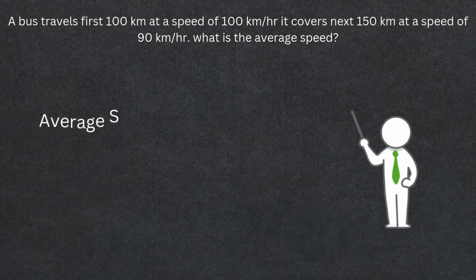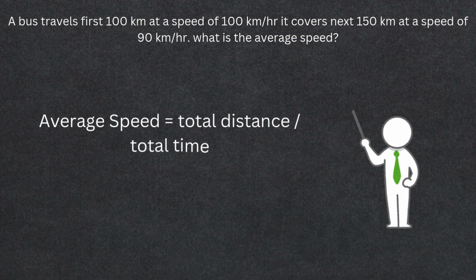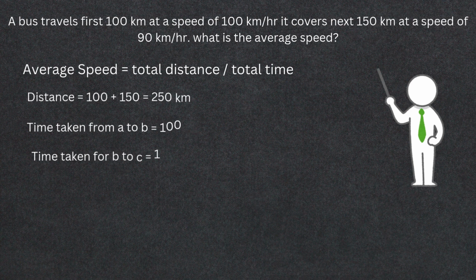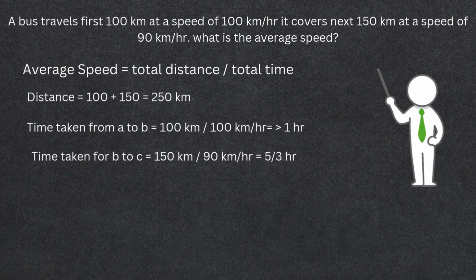So let's understand the formula for average speed for this sum. When the journey is split into multiple parts, we need to calculate the average. Average speed is equal to total distance divided by total time taken. So we need to find the total distance traveled and then the total time taken. Let's calculate total distance first. Total distance traveled by the bus is 100 km plus 150 km. We get 250 km.